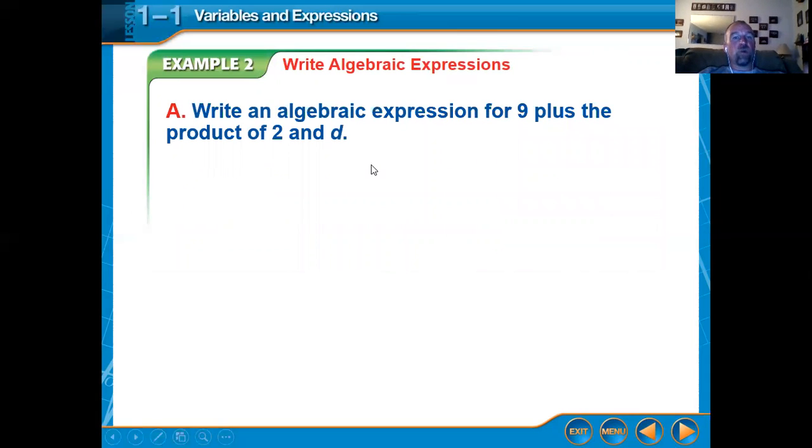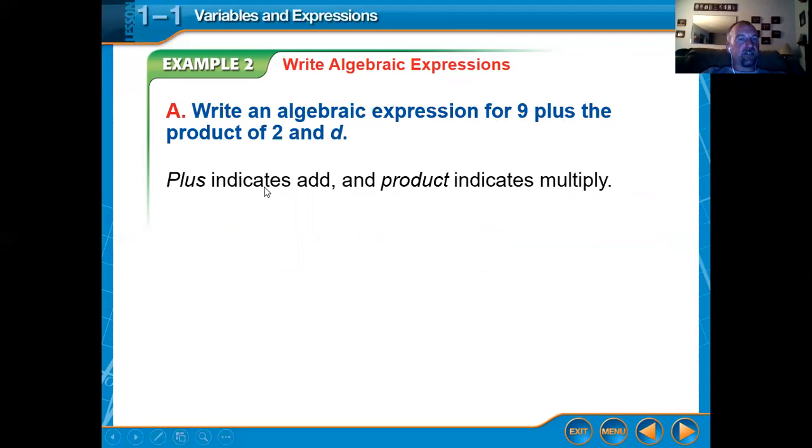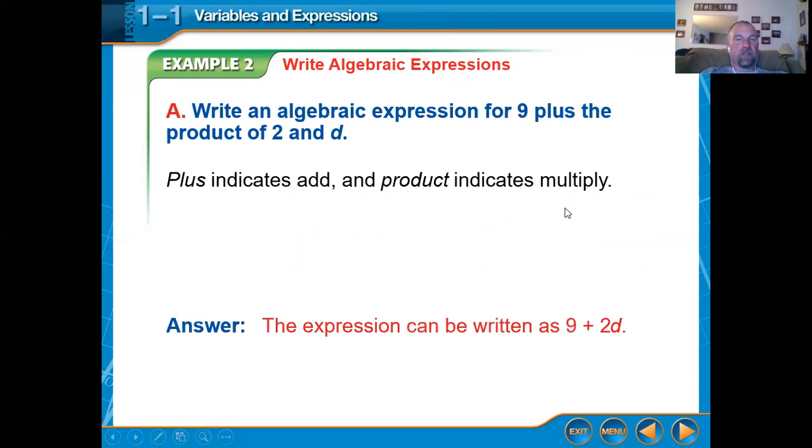So now we're going to take words, we're going to make an algebraic expression from them instead. It's 9 plus the product of 2 and d. So 2 and d are a product, that means they're multiplying, and 9 plus means addition. So plus indicates add, product indicates multiply. So here we go, 9 plus 2d.